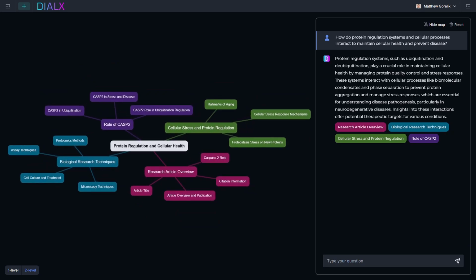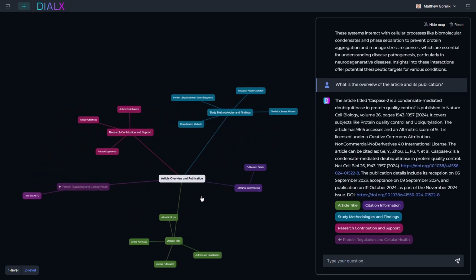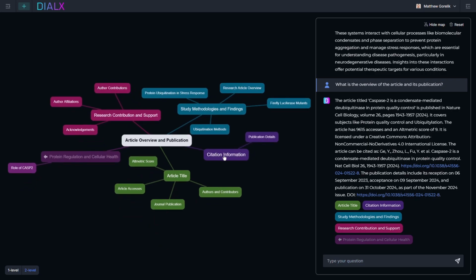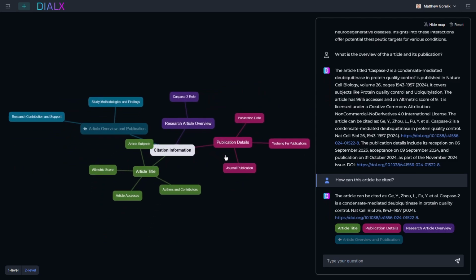We can see that the generated knowledge graph automatically groups key topics by color in an intuitive hierarchical structure. We can navigate through the overview and find relevant information like citation instructions and suggestions for further reading, or we can easily return home to the root node.